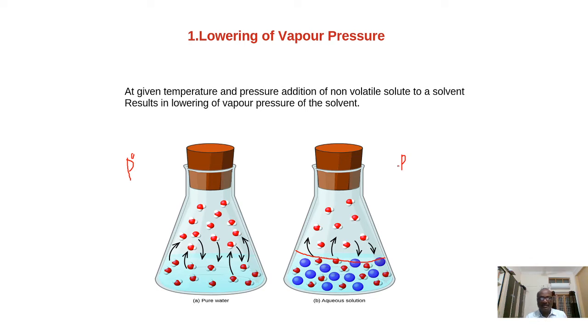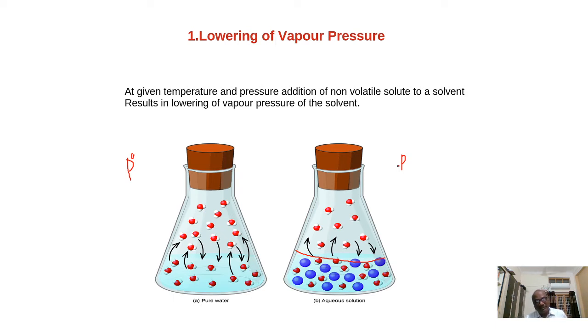Like that, the lowering of vapor pressure means it is the difference between the vapor pressure of a pure solvent and the vapor pressure of the solution present at a given temperature. This is one of the important concepts you have to see. So as the amount of solute increases in the solution, then what happens?